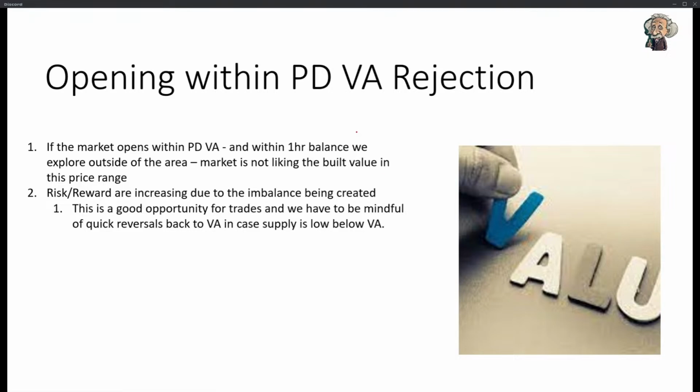When you open within the value and you have a rejection, if the market opens within PD value and within one hour balance, they exploit, let's say, lower or higher. That means the value area of the prior day that you had is being rejected, and it's no longer deemed as what? Accepted. Fair price or accepted, correct.